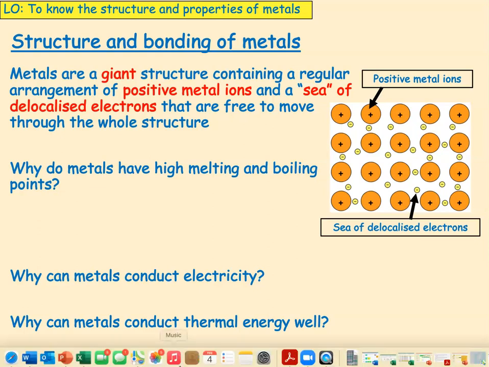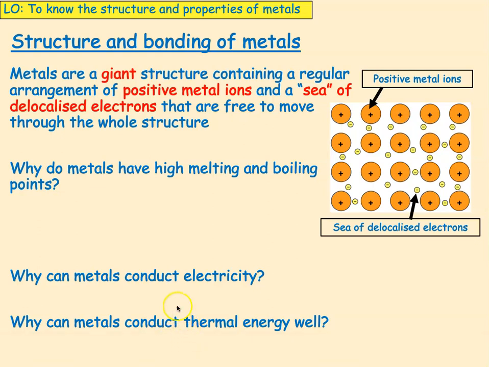Metals are giant structures, and they contain a regular arrangement of positive metal ions. And around those positive metal ions, you've got a sea of delocalized electrons. Those delocalized electrons, that just means that they're moved from their local position, are free to move through the whole structure. So let's think about, why do metals have high melting and boiling points? So you can pause the video now and try and think about why they have high melting and boiling points.